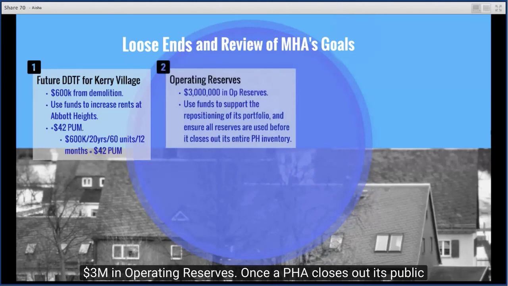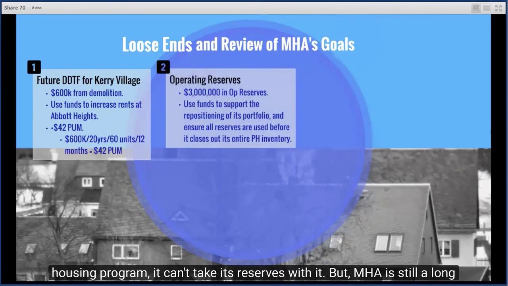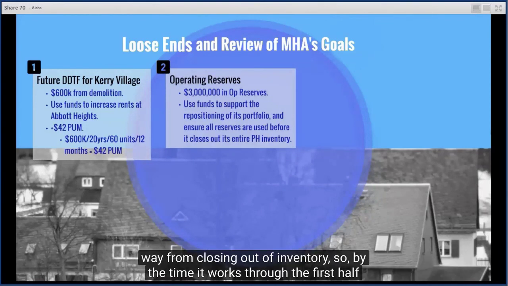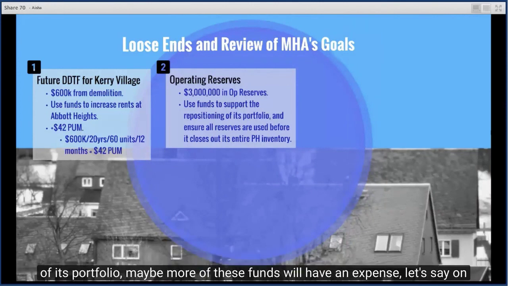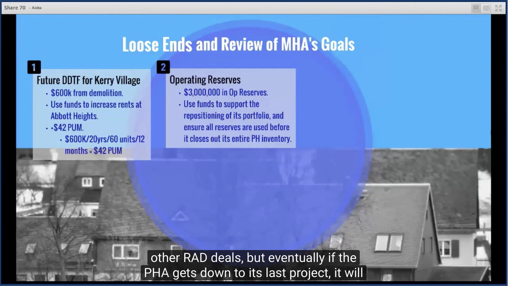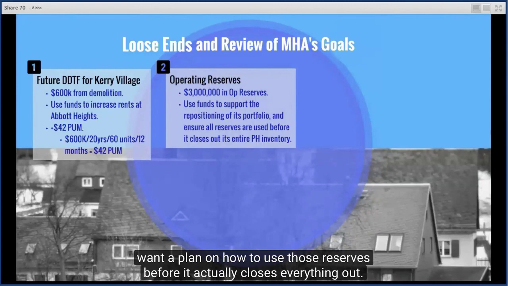Once a PHA closes out its public housing program, it can't take its reserves with it, but MHA is still a long way from closing out its inventory. So by the time it works through the first half of its portfolio, maybe more of these funds will have been spent, say, on other RAD deals. But eventually, if the PHA gets down to its last project, it will want to plan on how to use those reserves before it actually closes everything out.